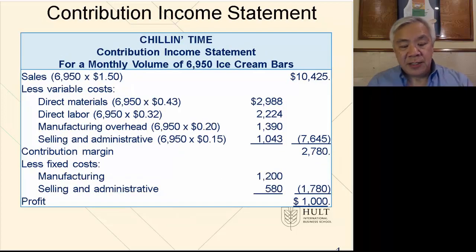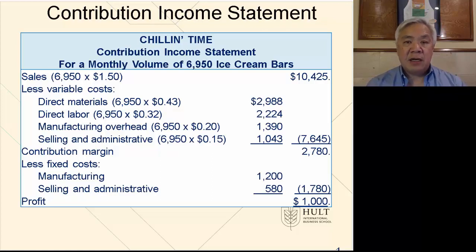All right, contribution income. Notice first the sales are the same. However, the next part changes quite dramatically. Variable costs include product costs like materials and labor, the variable elements of manufacturing overhead, such as electricity used in the plant, and the selling and administrative expenses, which typically would have been on the bottom of an income statement. If it's variable, we want to lump it with the other variable costs, as it is here.